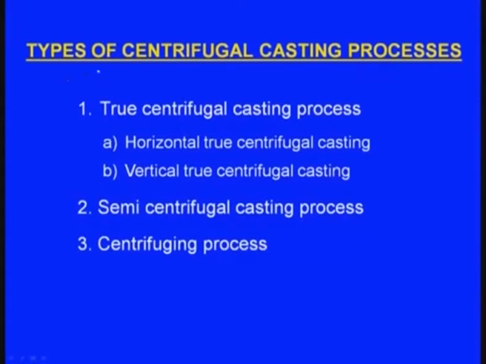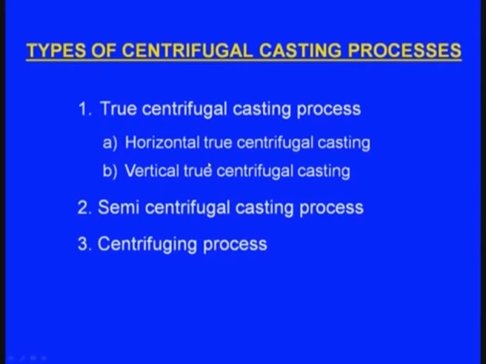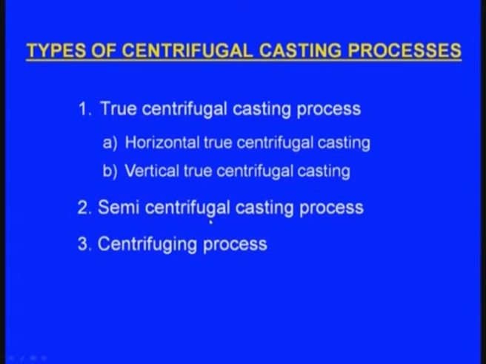Now these are the types of centrifugal casting process. One is the true centrifugal casting process. In this again we have two classifications. One is the horizontal true centrifugal casting, and the other one is the vertical true centrifugal casting, and the second category is the semi centrifugal casting process, and the third one is the centrifuging process. So first we will see the true centrifugal casting process and also the horizontal true centrifugal casting.